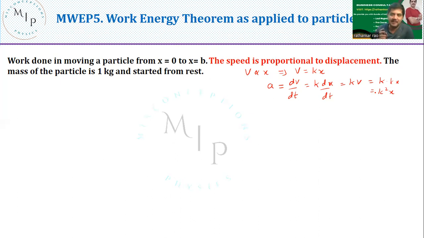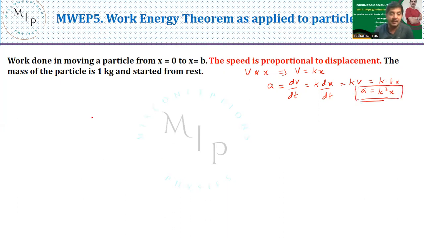In SHM, displacement and acceleration are opposite vectors, so we study a different way of describing things. Maybe later on, in my future videos, I would like to make something on SHM also. Now we are not discussing SHM. We are just discussing this one. So when velocity is proportional to displacement, the acceleration is nowhere going to be a constant. Acceleration is equal to k squared times x. This is what we have.